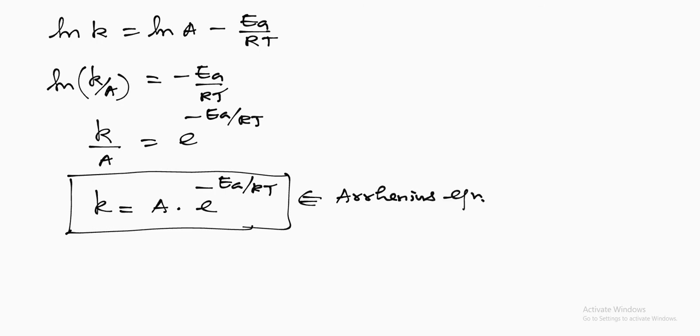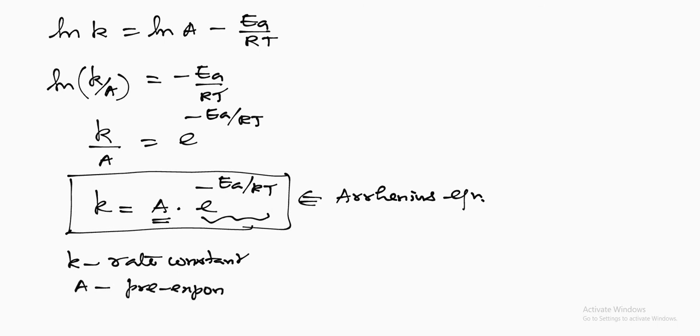So this is also called the Arrhenius equation. K is equal to A into e to the power minus EA by RT. Here we have an exponential term, and before that we have a term called the pre-exponential term. So what is K here? K refers to the rate constant of the reaction. And A is called the pre-exponential factor. Okay, and what is EA?